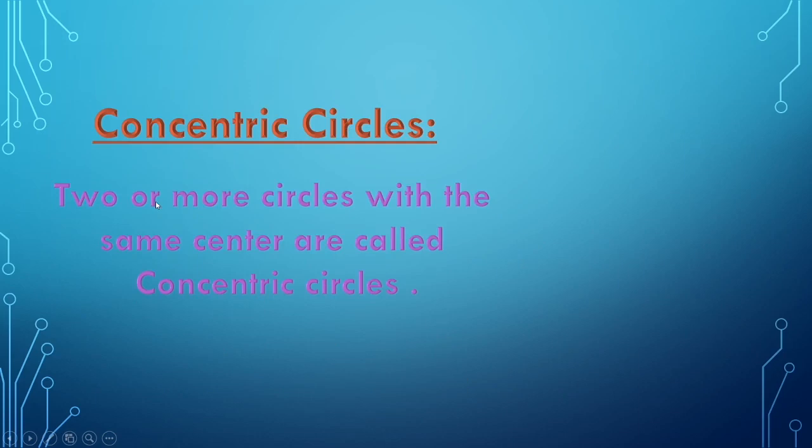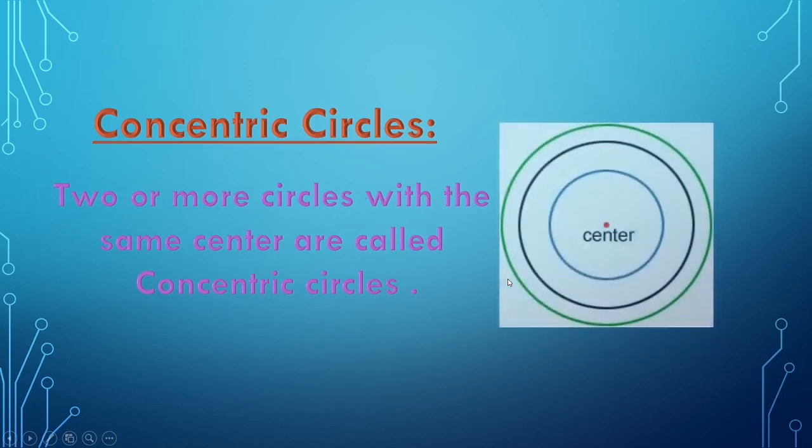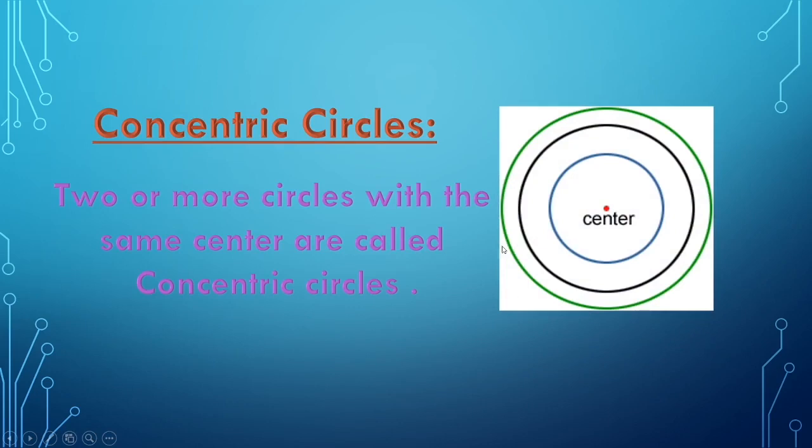Concentric circles. Two or more circles with the same center are called concentric circles. Here in the figure we can see two or more circles are having the same center. So these circles are called concentric circles.